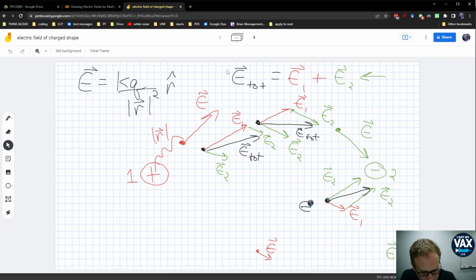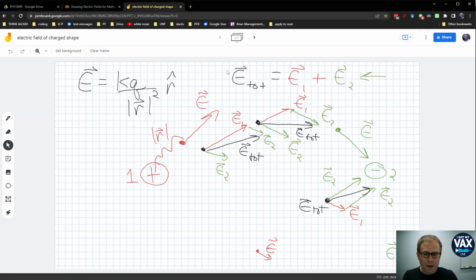So if I put that tip to tail with E1, then my total electric field is going to look something like this, E total. And what you end up with is a pattern where these electric fields go from the positive into the negative. So the same general rule applies, that electric fields come out of the positive and go into the negative. They're just now following this broader, more nuanced pattern of them all pointing away from positive and going into the negative.